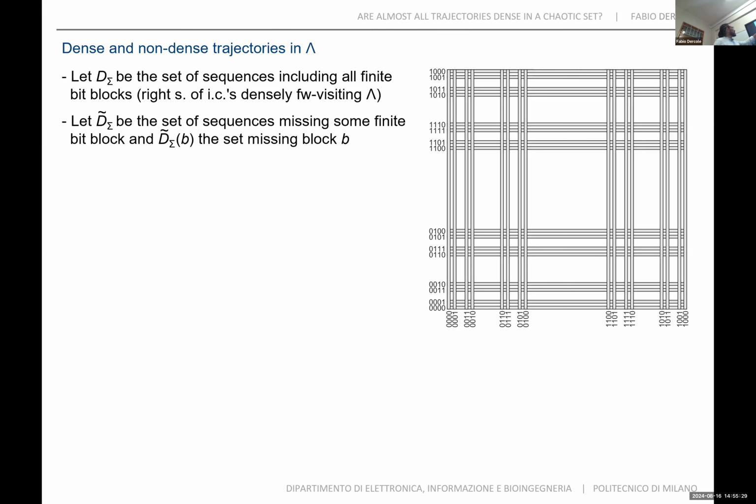But then let's go with a tilde, which is a not logic. The set of sequences missing some finite bit block. And let's call with the argument B the set missing specifically block B. It's an infinite sequence of bits in which you will never see block B. B maybe is a block of 5 bits, 1, 1, 1, 0, 1. You will never find.